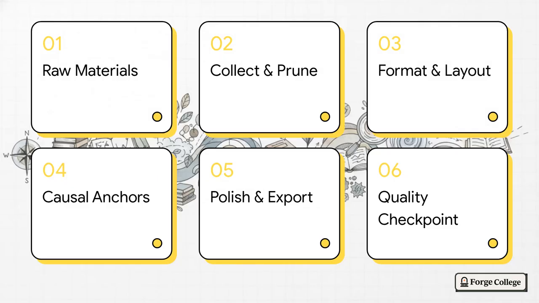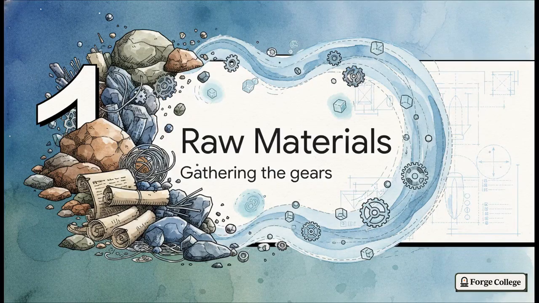Our agenda today acts as our engineering schematic for the ultimate capstone assembly line. We'll start with raw materials, move into collect and prune, choose our format, sequence our causal anchors, do some annotations and polish, and finally, hit the quality control checkpoint. Starting off with Section 1, Raw Materials to Blueprint. Basically, gathering the gears for your timeline.